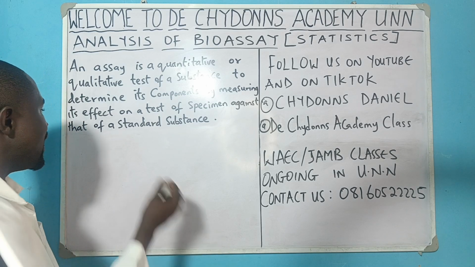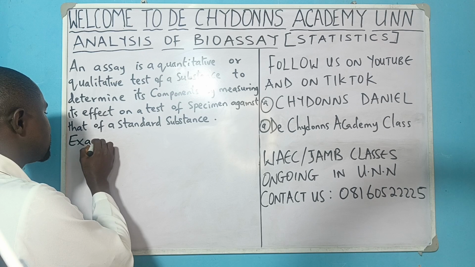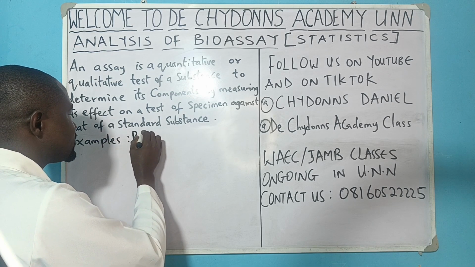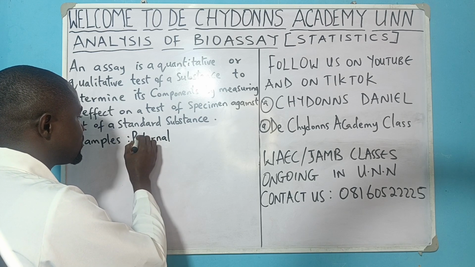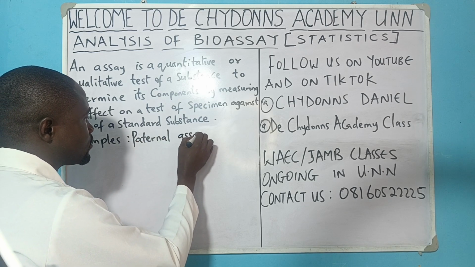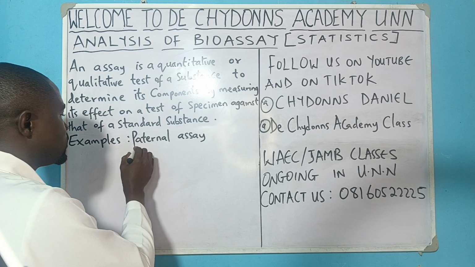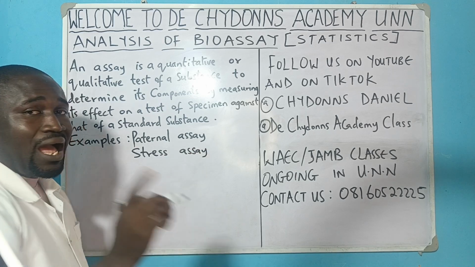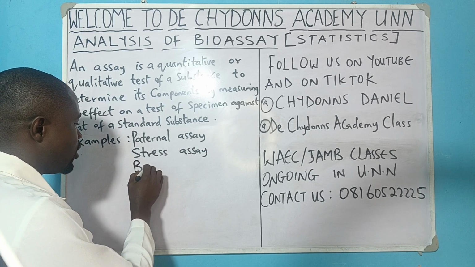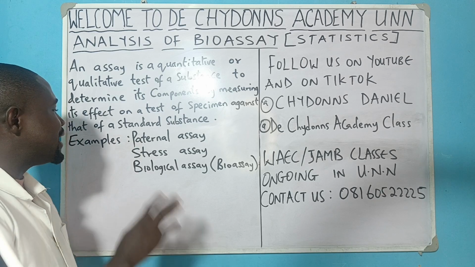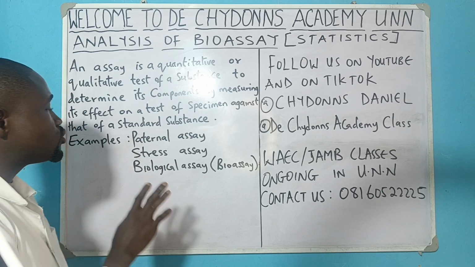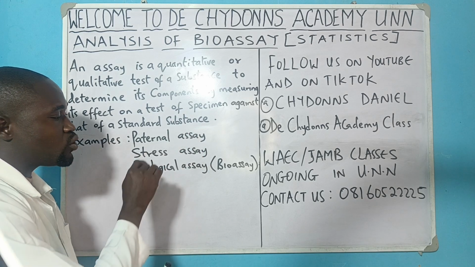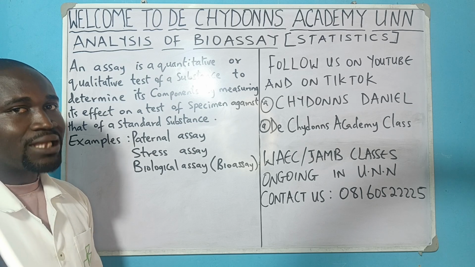Okay? Examples of assay. Number one, paternal assay. Number two, stress assay. And number three, biological assay. Yes, these are examples of assays we have: paternal assay, stress assay, biological assay, which we call bioassay.